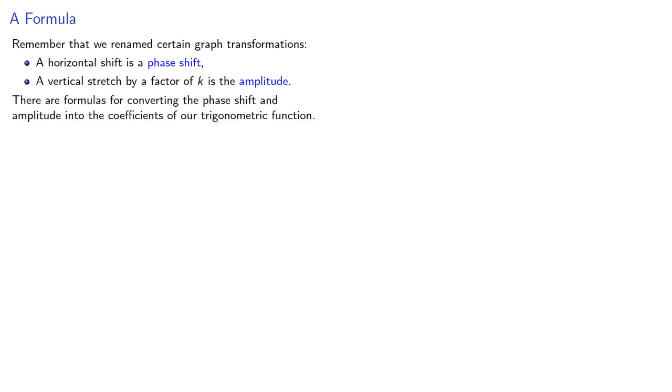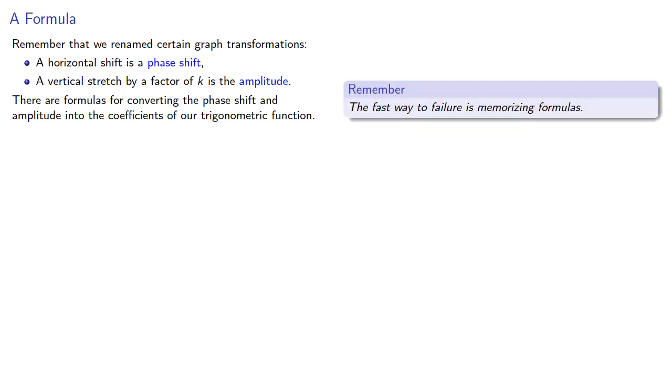Now, remember that we rename certain graph transformations. A horizontal shift is a phase shift, and a vertical stretch by a factor of k is the amplitude. There are formulas for converting the phase shift and amplitude into the coefficients of our trigonometric function, but remember, the fast way to failure is memorizing formulas. If you only memorize the formula, you will almost always answer these questions incorrectly.